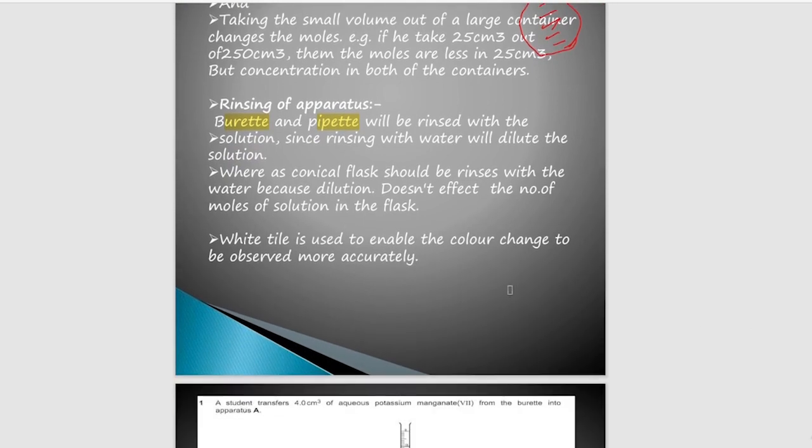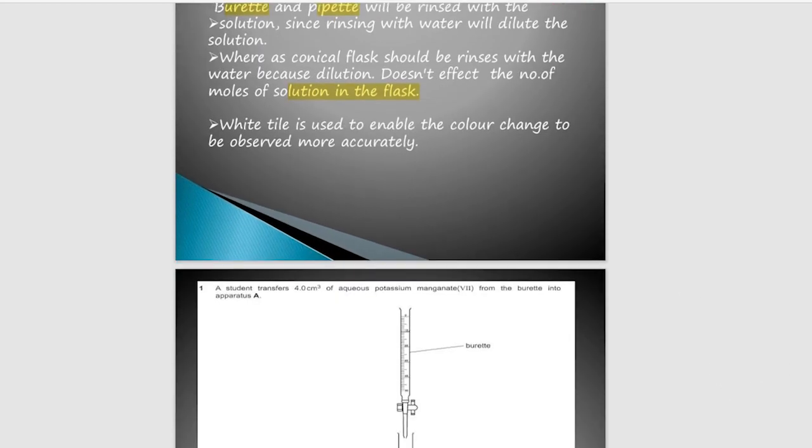Whereas the conical flask should be rinsed with water, because dilution doesn't affect the number of moles of solution in the flask. So whatever water is there doesn't affect the flask. A white tile is used to enable the color change to be observed more accurately.